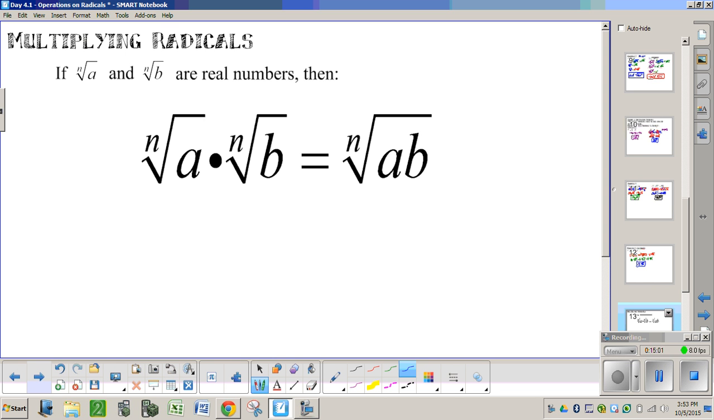All right, last thing we're going to talk about today is multiplying radicals. Anytime you have radicals that have the same index value, so if they're square roots, the index would be 2 and you wouldn't see it. If they're cubed roots, 3, fourth roots, and so on. You can just multiply whatever's inside the radical together to make a bigger product.